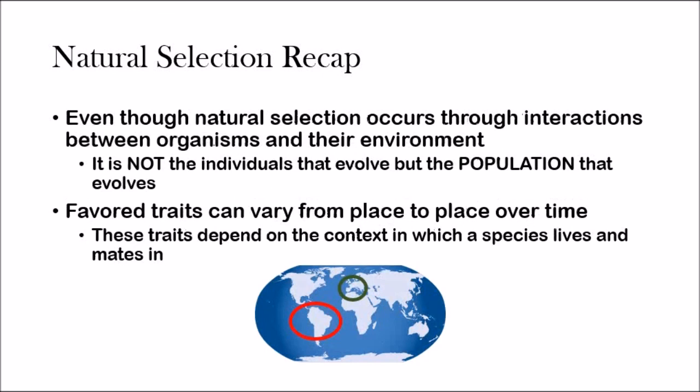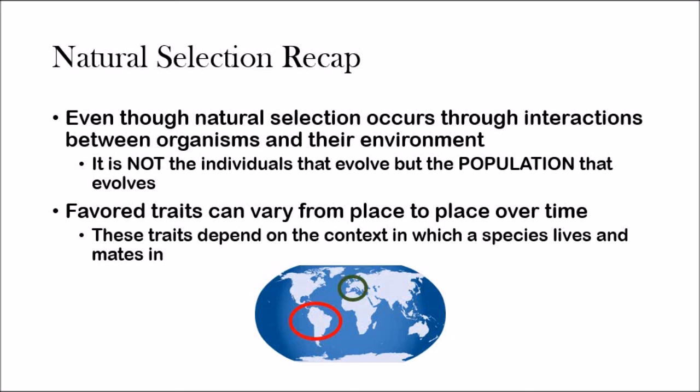And another point, even though natural selection occurs through interactions between organisms and their environment, it is not the individuals that evolve. This is not like how Lamarck said, like a giraffe getting a big neck and then passing it on to its offspring. That's not how individuals evolve, it's the population that evolves. Okay, so the individuals don't change, but the population changes with time. That's a very important point to know.